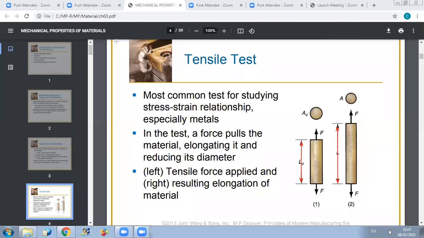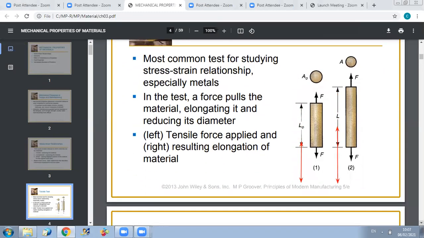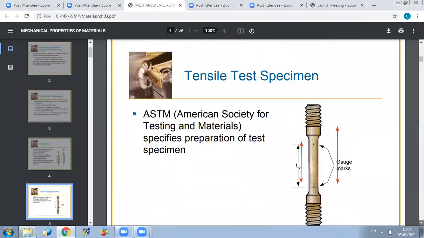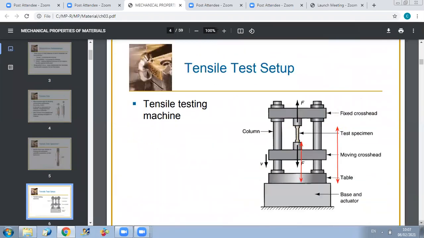Now, what is the type of machine used to conduct this test? You can see it here. Okay, this is the tensile test setup. So what we will do is put a specimen between crossheads. We have a fixed crosshead and a moving crosshead. By moving the crosshead downward, we can cause elongation of the specimen. And the whole system is fixed to a table, which is related to a base and an actuator, which is causing the displacement of the crosshead. Okay, so this is in summary the representation of the tensile testing machine.